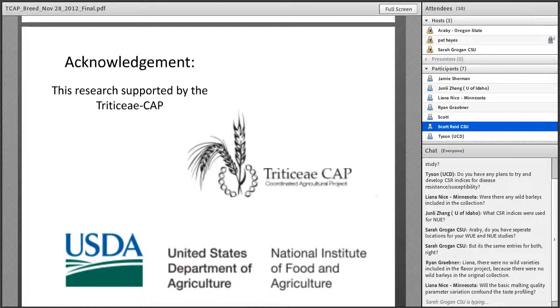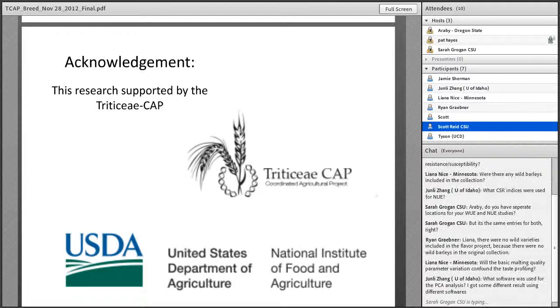Oh, and sorry, Sarah, there are separate locations for the water efficiency and nitrogen efficiency. They are separated in both space and time. The nitrogen use efficiency trials were planted in the fall, and the water use efficiency trials were planted in the spring because if any of you have been to Western Oregon, you will know that we're pretty close to Portland. It's pretty wet here in the spring, but it luckily dries out quite well in the late spring and summer. And that is the advantage of having facultative lines.